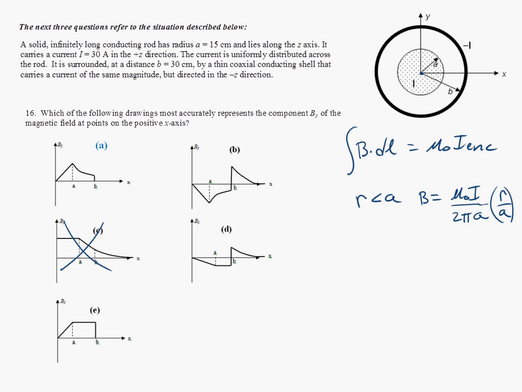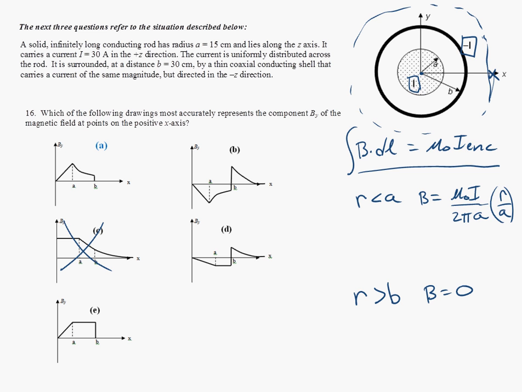And so the next thing we need to decide is, let's look when we're far away. How about r greater than b? If we're outside here, what we should notice is that we can use Ampere's law. If we do a loop that's outside here, I enclosed would be 0 because we'd have plus I from the inner conductor and minus I from the outer conductor. So there we need B to be equal to 0, and so I need something that right at b goes to 0, and in fact I think that gets rid of 2 of these.